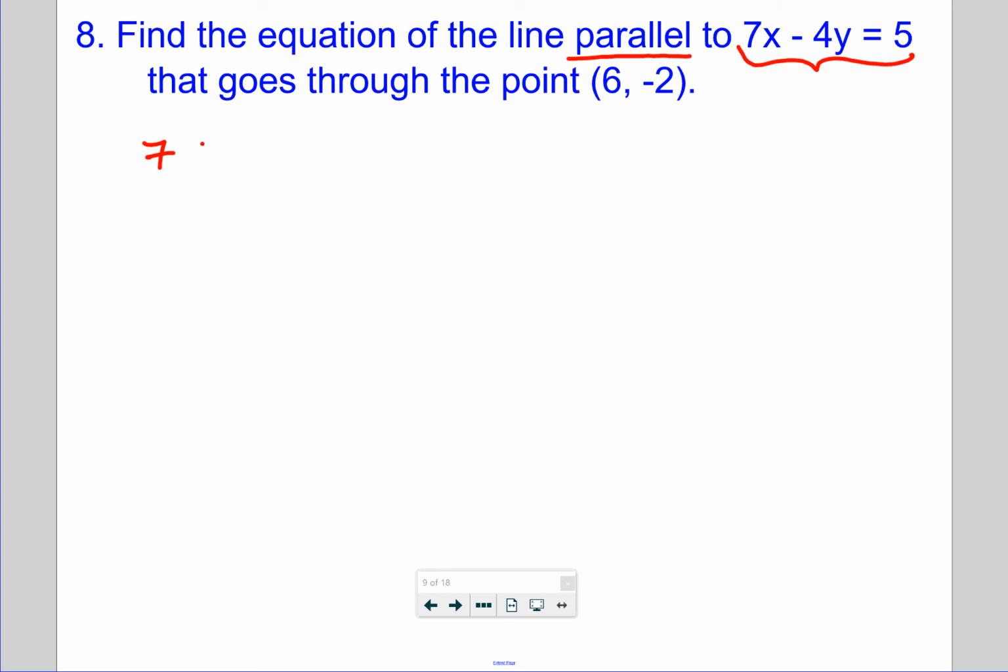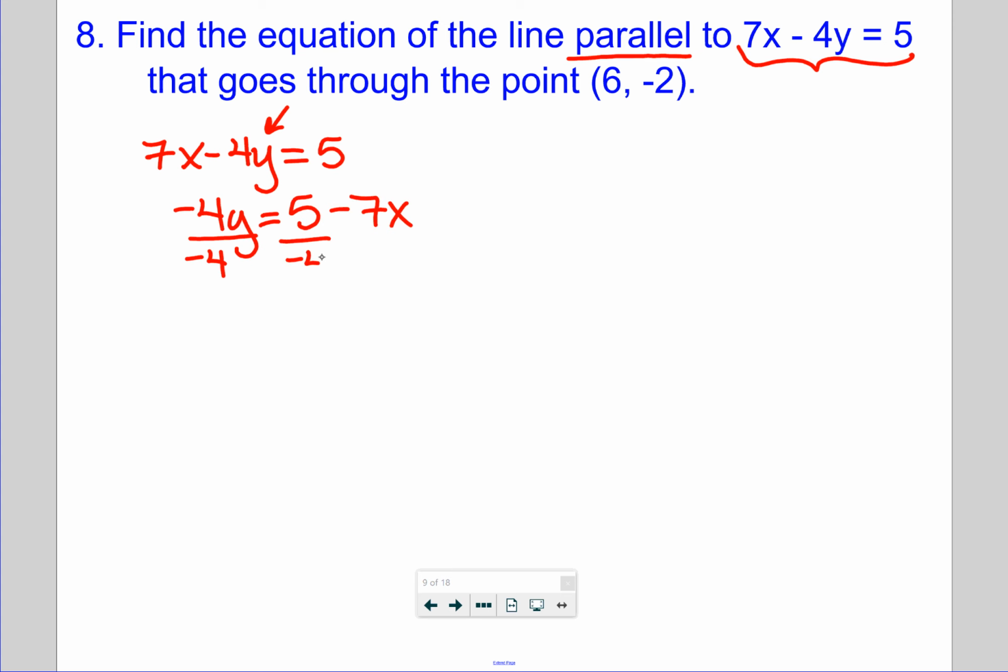So I'm going to write that line down one more time. And because this guy is in standard form, I need to solve for y to get slope-intercept form and find that slope. So I'm going to subtract 7x to the other side, and then divide everything by -4. So that gives me y equals -5/4 plus 7/4 x. And the number in front of my x is my slope that I'm going to use.